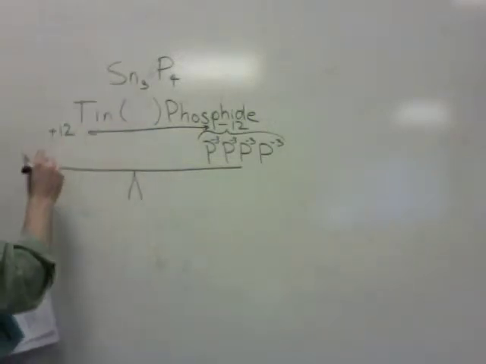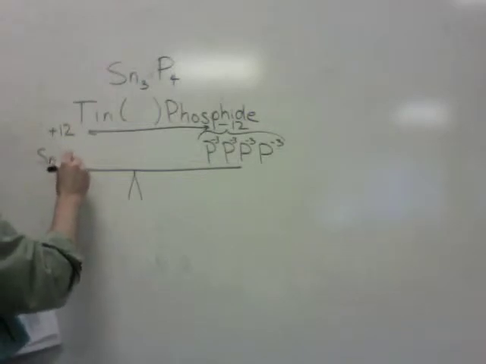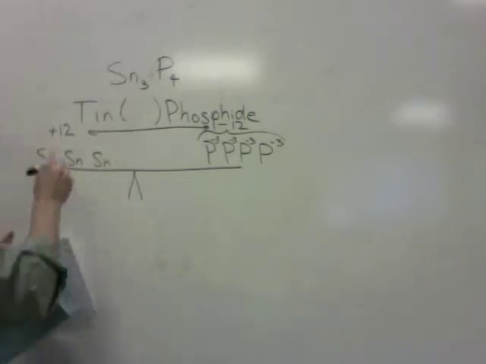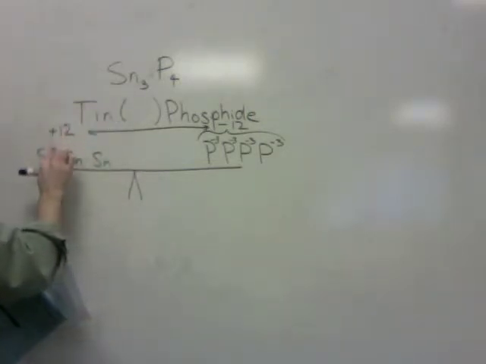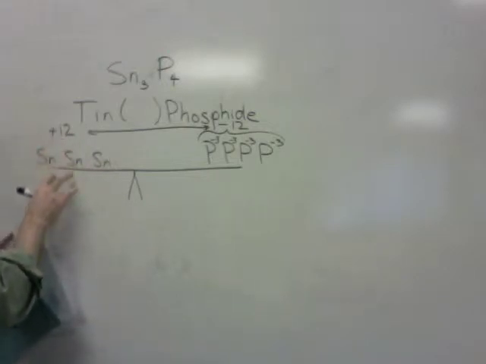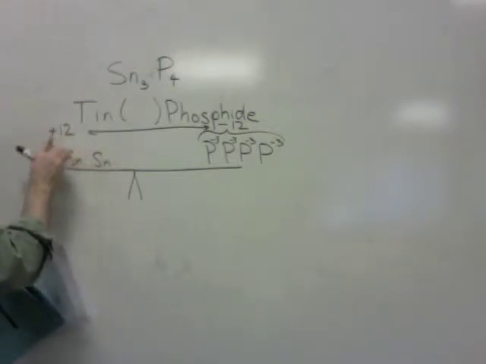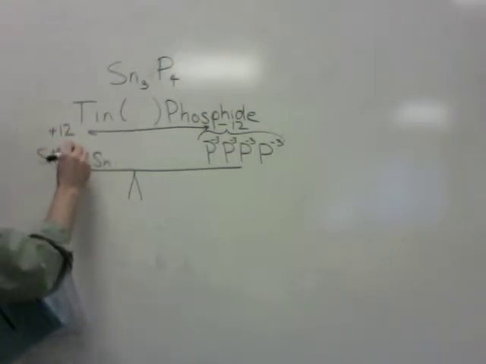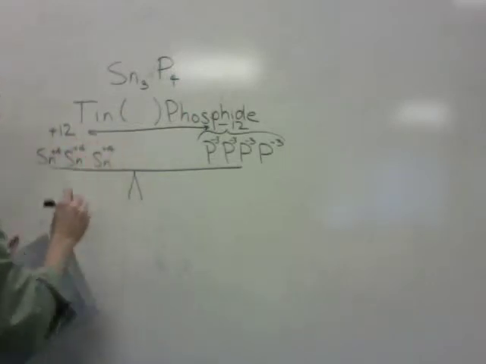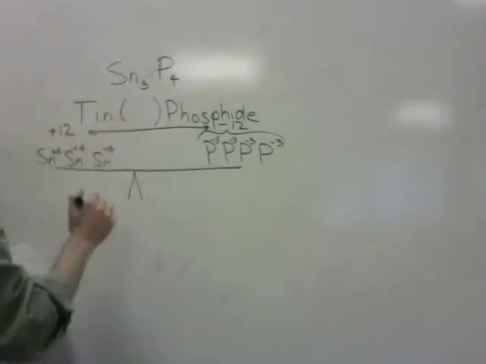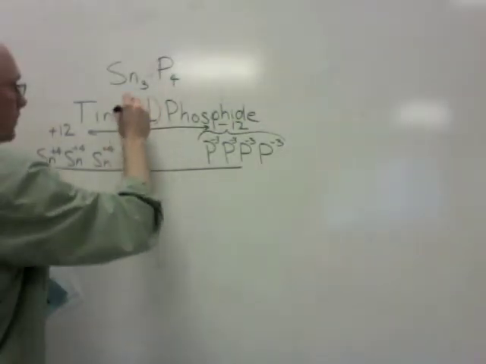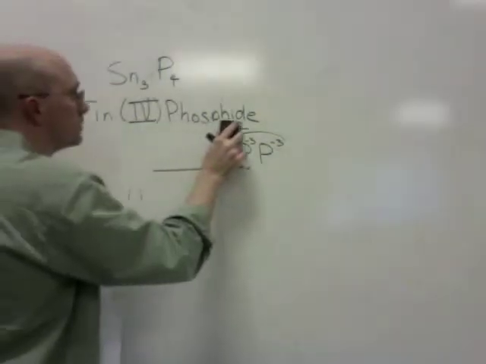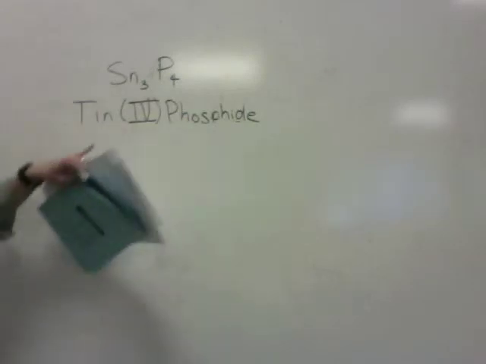How many tins are there? There's 3 separate tins here. So here's the logic. If there's 3 separate tins and they've got to split the bill of 12, then each one's got to come up with +4. So the Roman numeral that goes there has got to be 4. So that's what its name would be.